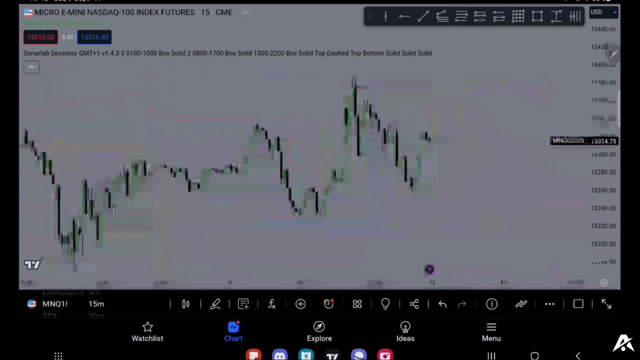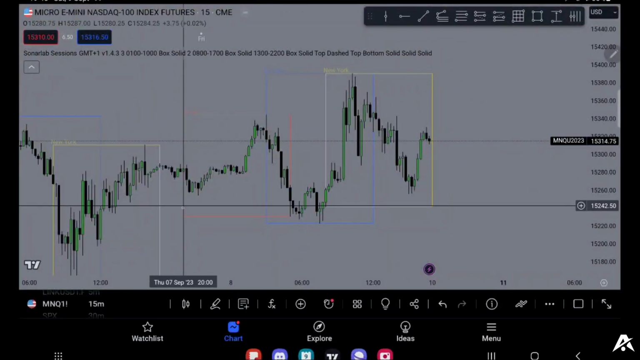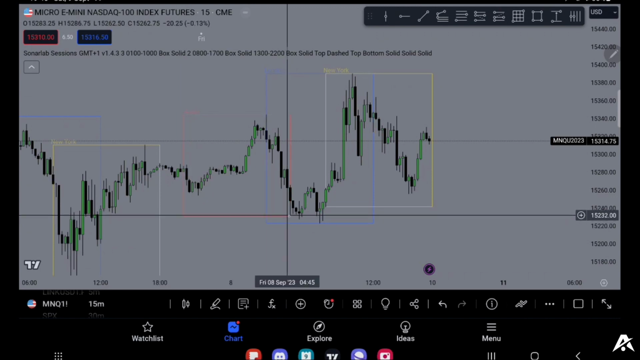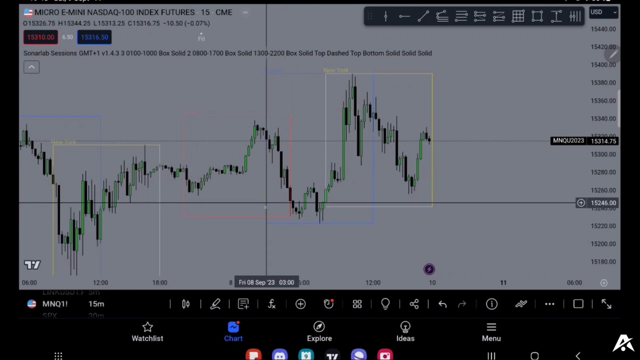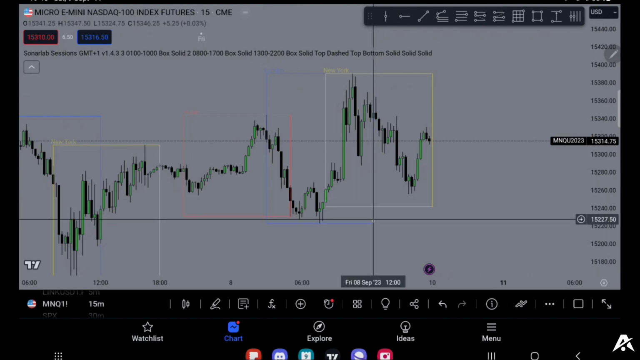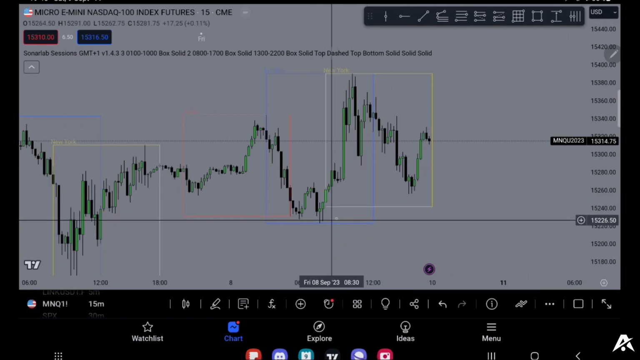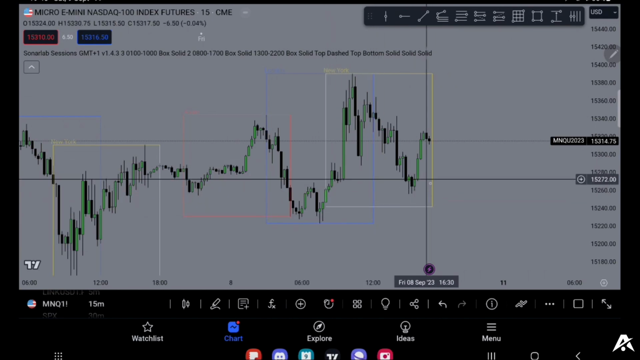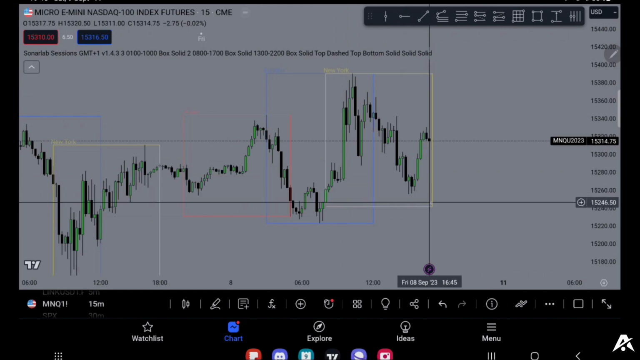As you can see, these boxes: the red box for Asia starts at 8 o'clock New York time. Always remember to have your time set on TradingView to New York. So 8 o'clock New York time trades all the way to 5 o'clock in the morning. Then you have London, which starts at 3 o'clock and trades all the way to 12 o'clock in the afternoon. And then you have New York, which starts at 8 o'clock and trades all the way up until 4:30, if I'm not wrong.